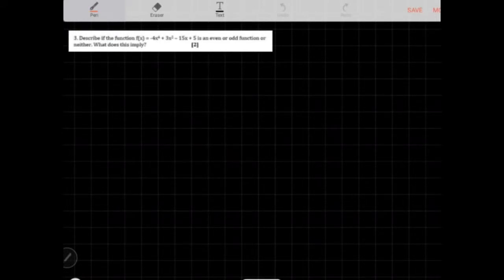Alright, describe if the function f of x is equal to negative 4x to the power 4 plus 3x squared minus 15x plus 5 is an even or odd or neither. What does this imply? Okay, so first of all, we can notice here that the degree of this function is 4. So this is an even degree function.